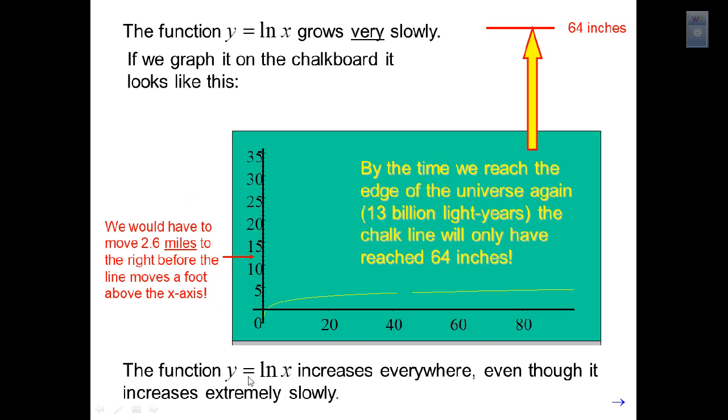Now, the function y equals natural log of x increases everywhere. It's constantly increasing. But it increases pretty quickly here at the beginning, but as we notice, what happens? It's going to get slower and slower and slower with its increase. The slope of that thing as x goes to infinity approaches 0 but never gets there.